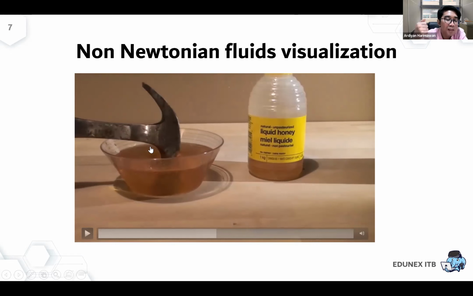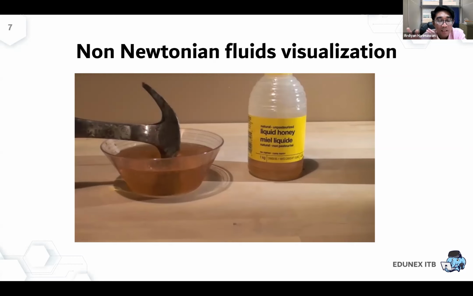So actually, sorry if I use Indonesian language. When you dip the ruler or you use the hammer, it's basically the visualization of applying a certain value of force, or a certain value of shear stress. And you can see that the behavior of the honey is the same. So it doesn't change the behavior of the viscosity. So honey is the example of a Newtonian fluid.